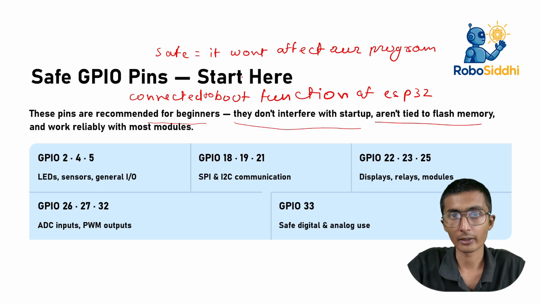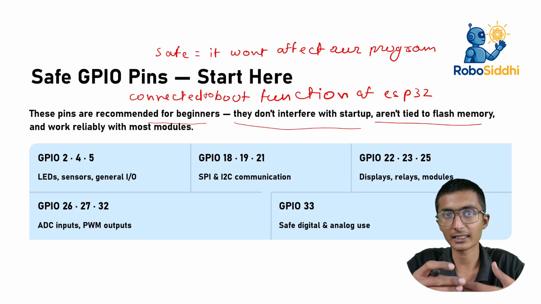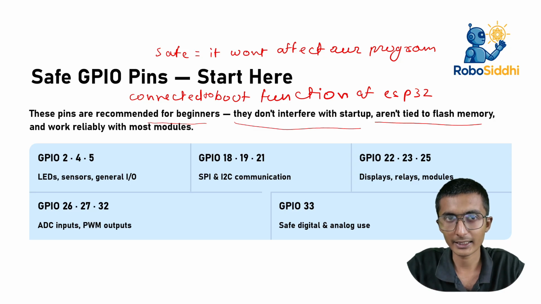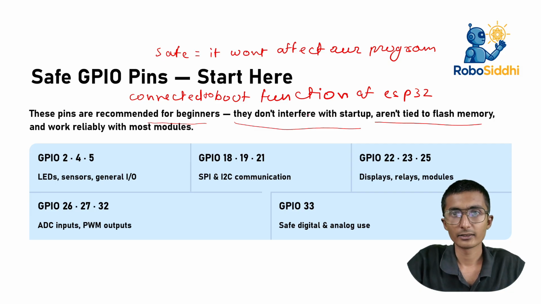These are connected to our flash memory. So whenever those unsafe pins get any kind of signal, the flash memory can reset, right? So that's what we don't want. So you have to use safe GPIO pins. The safe pins are not tied to flash memory and work reliably with most modules.